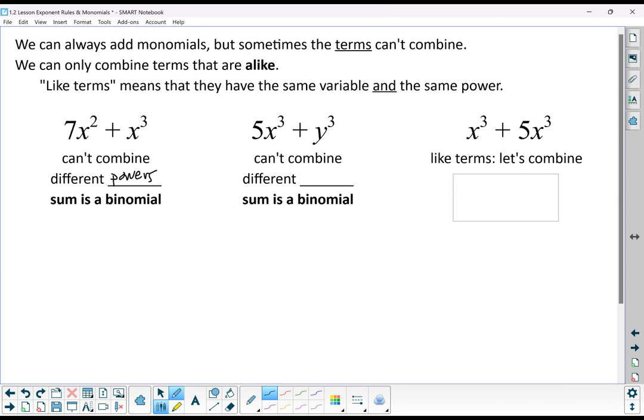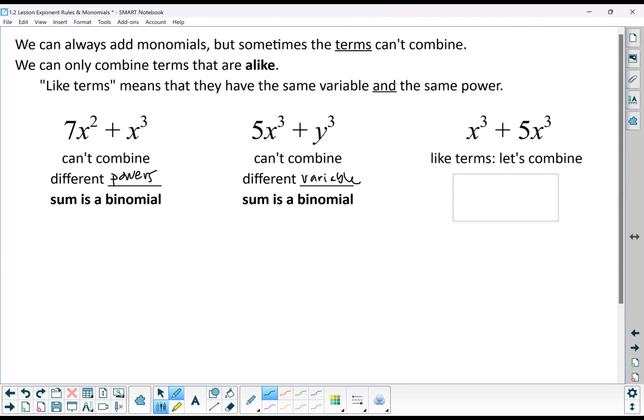And in this case, I have a 5x to the third, and I want to add it to a y to the third. And again, I can't combine those two together. In this case, it's because they have a different variable. And so the sum is a binomial.